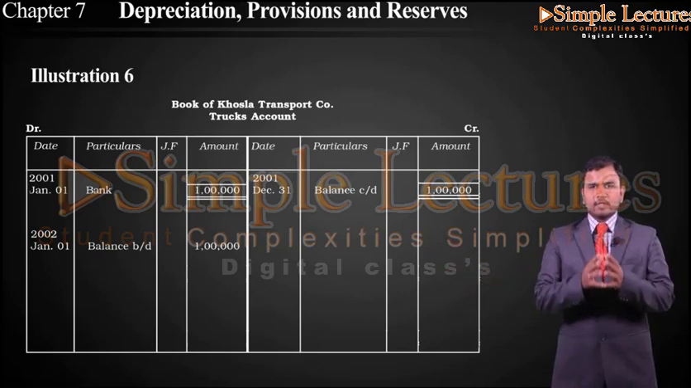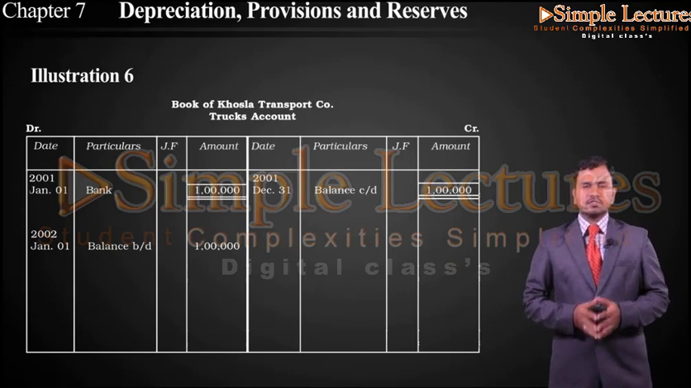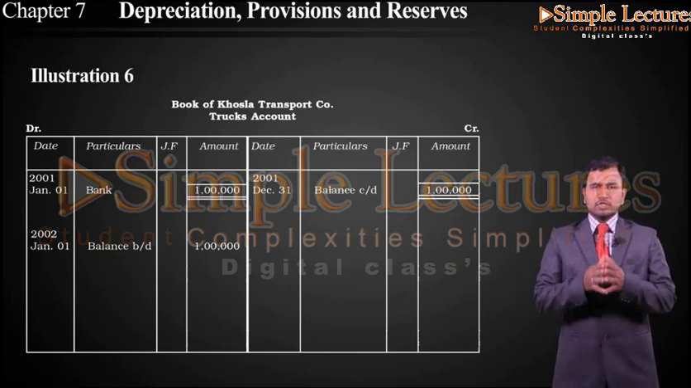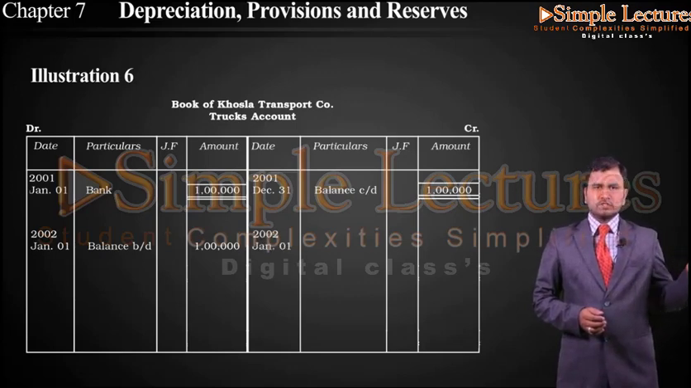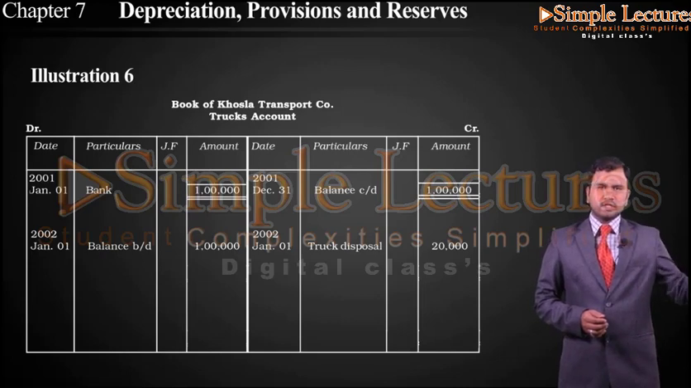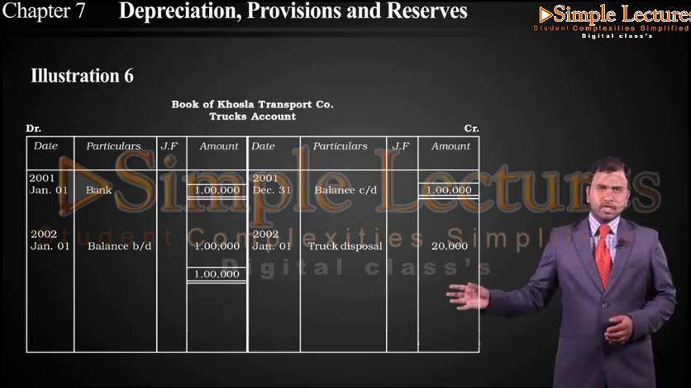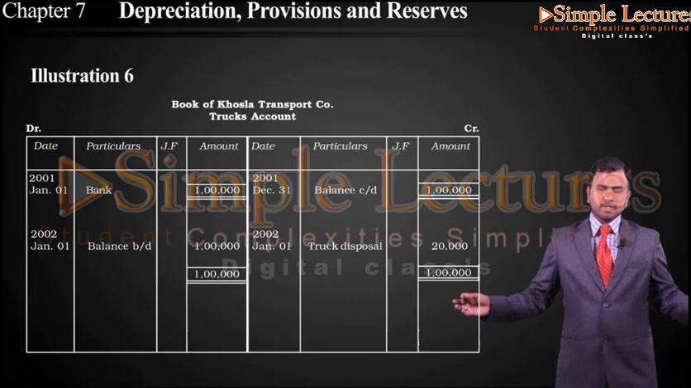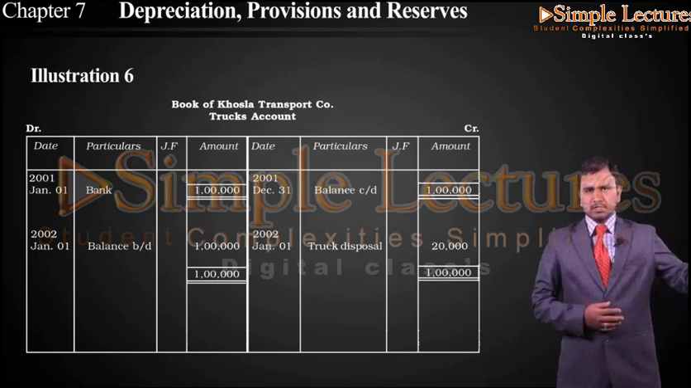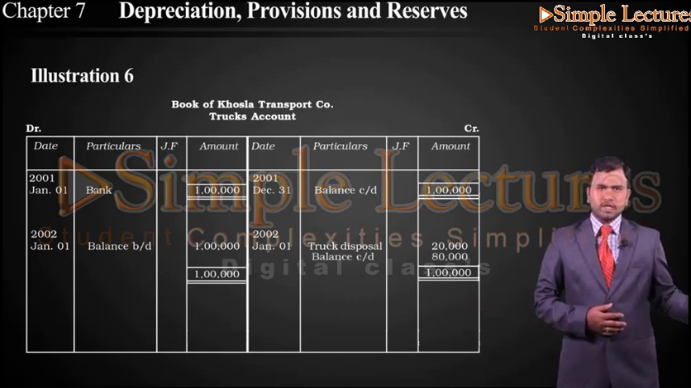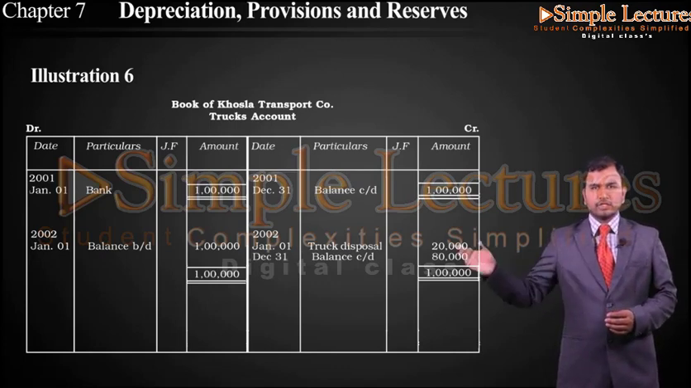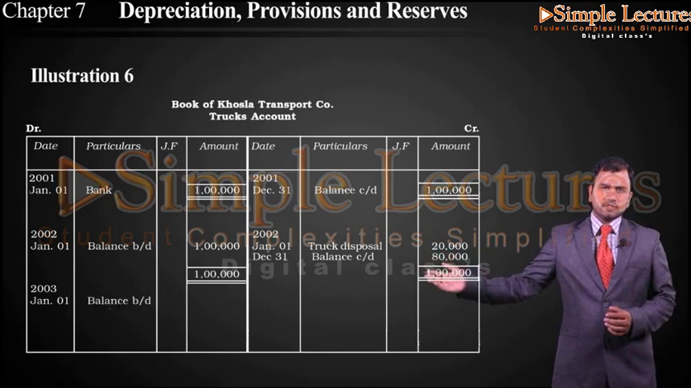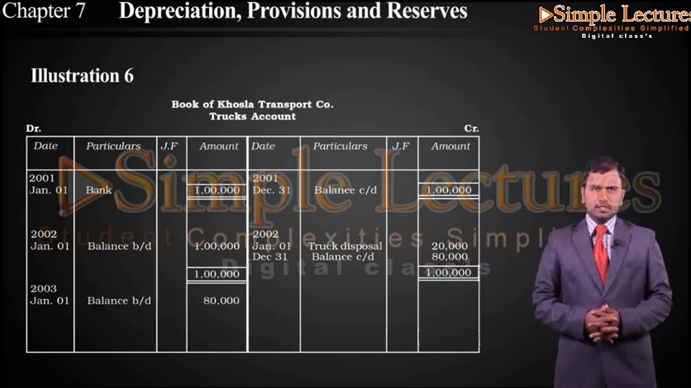Then again coming to the year 2002, the truck was sold or disposed. So that entry we are going to record here in the credit side. Jan 1st 2002, truck disposal account 20,000. Then again we are going to close the account, 1 lakh in the debit side, same total in the credit side, 1 lakh. Then 1 lakh minus 20,000, 80,000, balance carried down on the closing date 31st December 2002. Then in the next year, 1st Jan 2003, balance brought down 80,000.